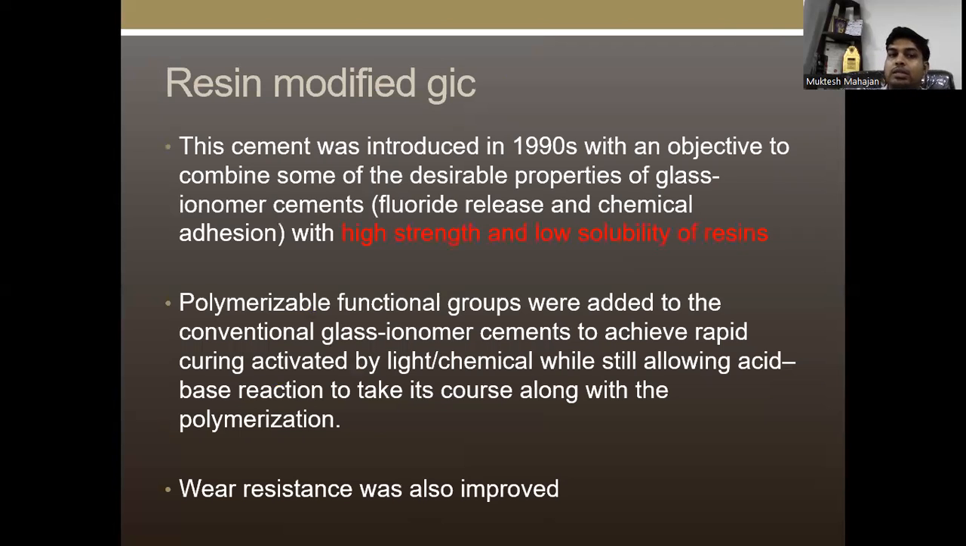Resin modified GIC, the cement, was introduced in the 1990s with an objective to combine some of the desirable properties of glass ionomer cement, that is the fluoride release and the chemical adhesion, with the high strength and low solubility of the resins.